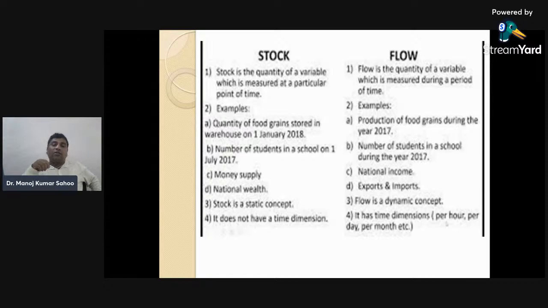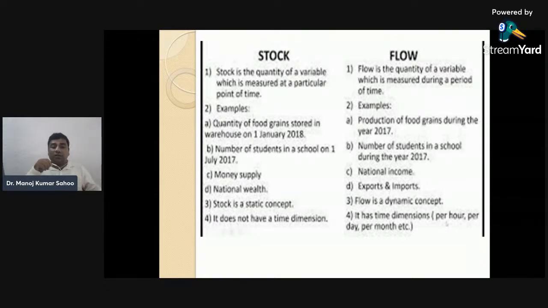In case of stock, money supply is a stock concept, whereas national income is a flow concept. When we calculate national income, we calculate it for the whole year, so that is a flow concept. But at a particular date, what was the money supply? That is a stock concept. Whenever we talk about national wealth, that is a stock concept. But whenever we talk about exports and imports, that is a flow concept.